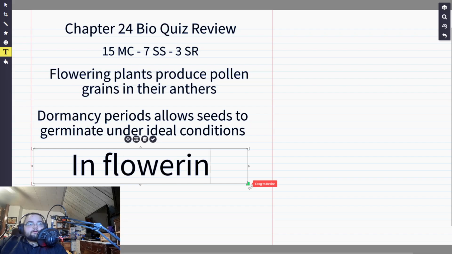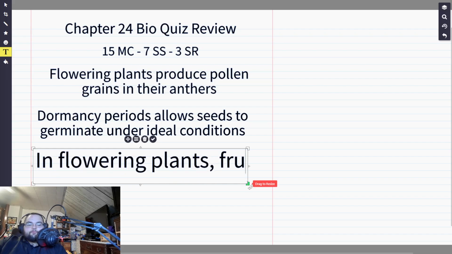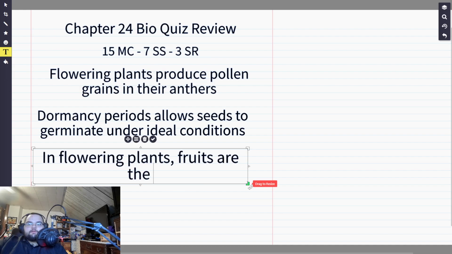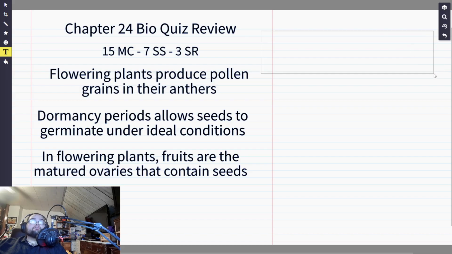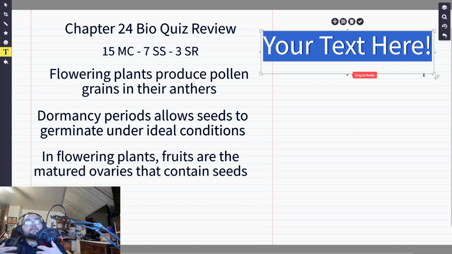In flowering plants, fruits, not fruitus, fruits, are the matured ovaries that contain seeds. And once more, I'm going to say it again, but it should be in our mind that an angiosperm is a flowering plant. So the angiosperm typically results in a fruit because the fruit is the matured ovary. The ovary is what makes the angiosperm an angiosperm. The ovary contains the seeds.